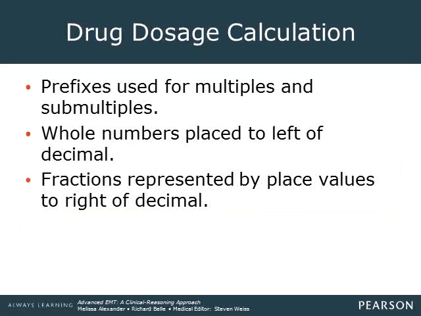The reason we don't use a decimal and a trailing 0 for a whole number, such as 1.0, is because you can easily miss that decimal. So if you missed the decimal and it was 1.0, you maybe would give the patient actually 10 instead of 1.0. So always, always, always a leading 0, never, never, never a trailing 0.